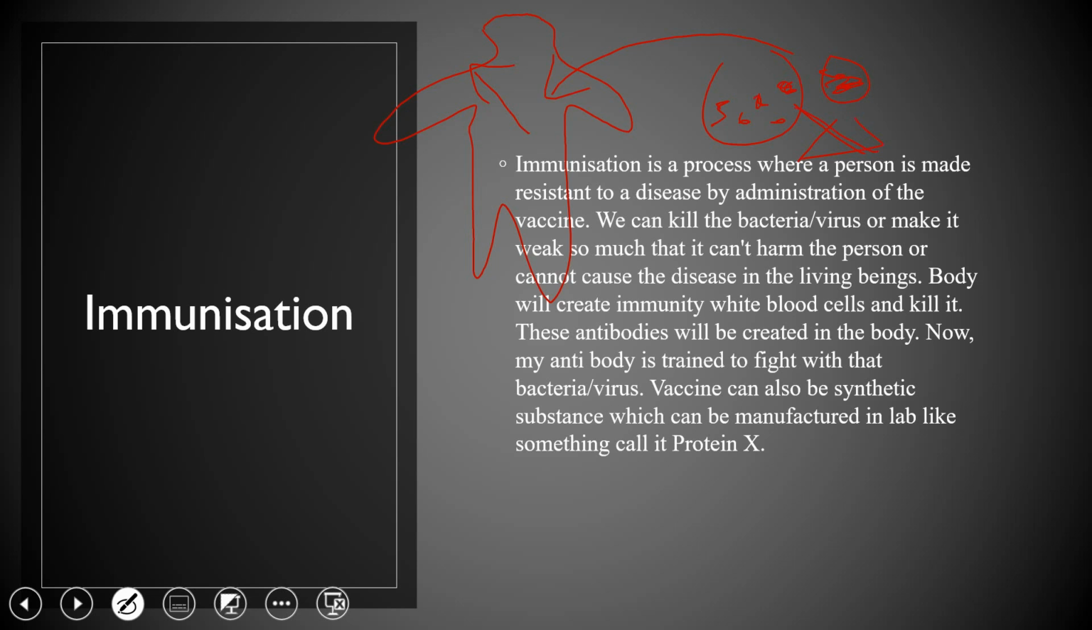So immunization is a process where a person is made resistant to a disease by administration of a vaccine, and we can kill the bacteria or virus, or make it so weak that it can't harm the person or cause the disease in living beings. That is called immunization: your body should be immune, with a protective shield that will protect your body from that particular bacteria or virus. So the body will create immunity in the white blood cells and kill it.